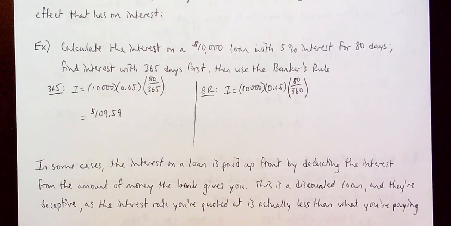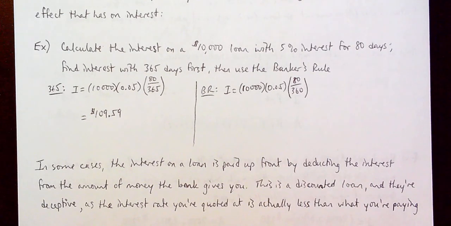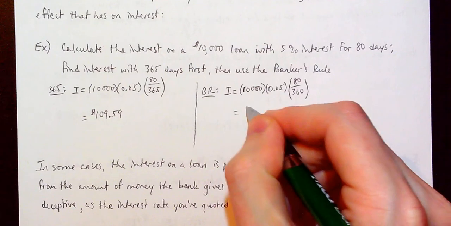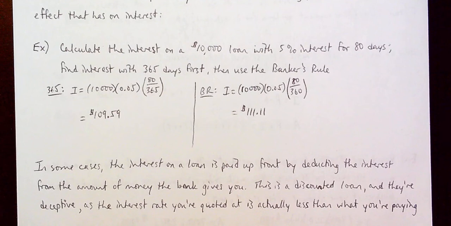So pull out your calculator. And if you kick it off by doing the 80 divided by 360, you're going to get 0.2222 repeating on. Take that, multiply it by 0.05, and multiply that by 10,000. You are going to get, rounded to 2 decimal places, $111.11.